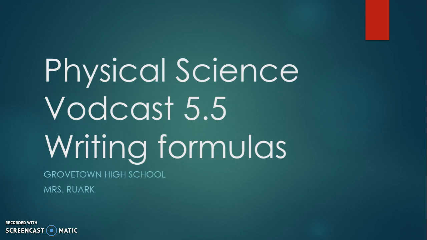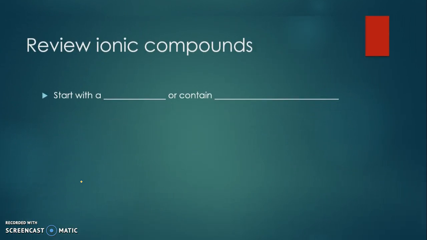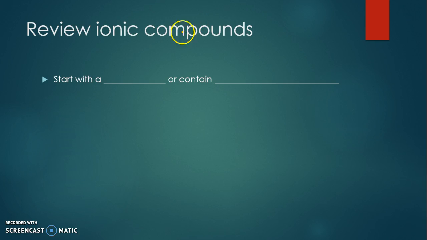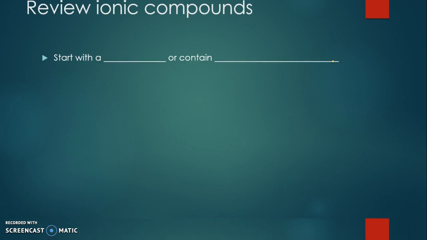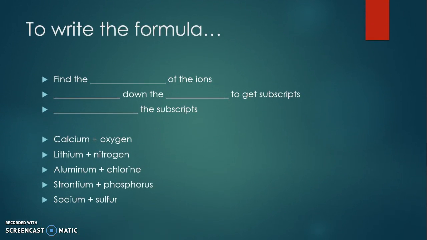All right, now that we know how to name the compounds and identify them, let's learn how to write the formulas for these compounds. Let's review. An ionic compound is something that starts with a metal, and it either has a metal and a nonmetal, or it contains those things I talked about before called polyatomic ions. Well, what is a polyatomic ion? We're going to get into that in just a minute.